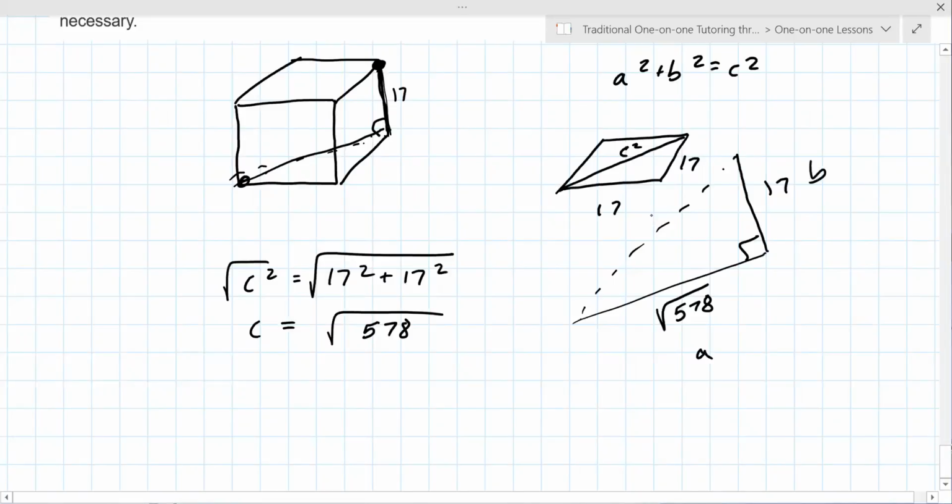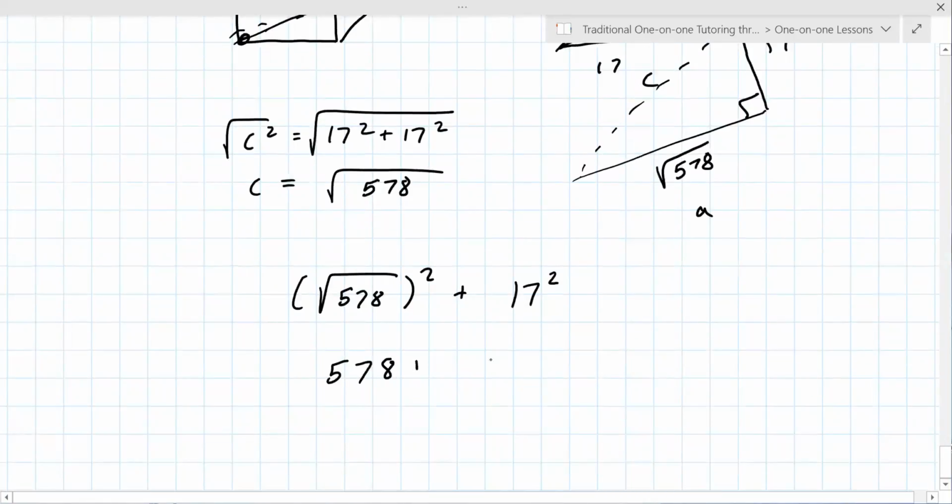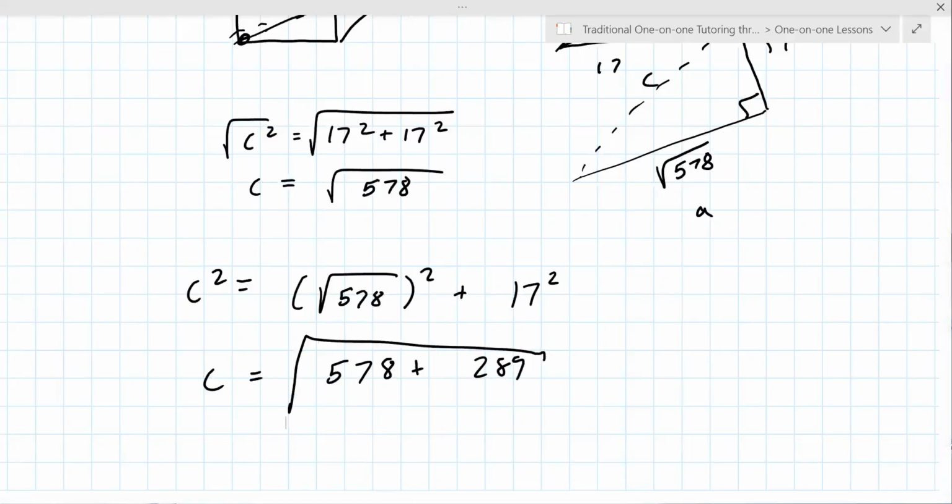It's a, b, and c, and you want to find this new c. So you square the square root of 578. See how it undoes the square root? So I get 578 plus 289. Then you need to take the square root of the sum of those. So I do find the square root in this part. Yes, the answer is yes.